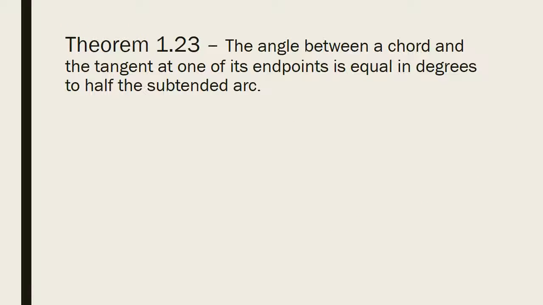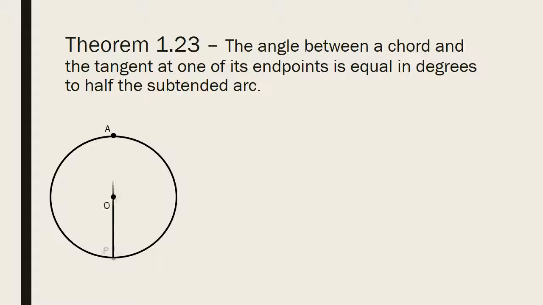All right, now we're looking at theorem 1.23, which states the angle between a chord and the tangent at one of its endpoints is equal in degrees to half the subtended arc. Let's start with the circle we had last time, and we're going to make this chord the diameter. So we're going to go A at the top, O is the middle, P is the bottom. All right, we got that. Now we're going to draw a line T that passes through point P. This line is tangent to the circle, and point P is the point of tangency.